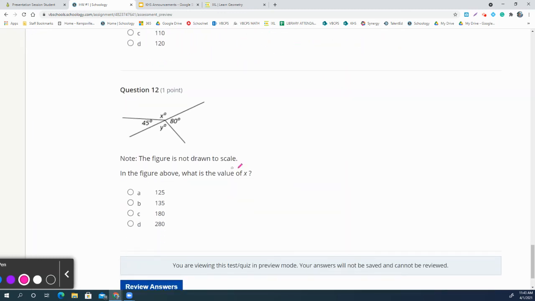Last question, easiest one, I think. How do I find X? 180 minus 45, that's supposed to be a straight line. So whatever 180 minus 45 is, that is your answer.